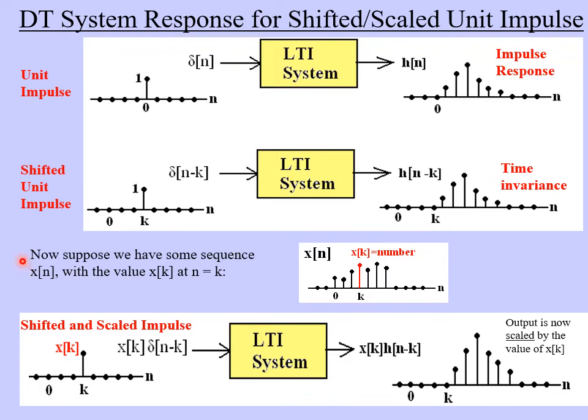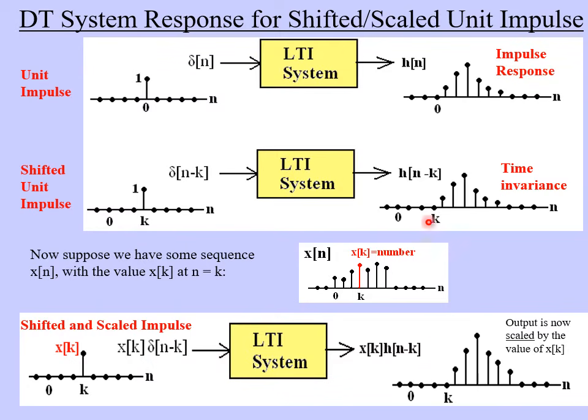Now, suppose we have some sequence x of n that looks something like this. And the kth value of x of n is shown in red here. It's x of k, which is a number. So if we multiply this shifted impulse by the value of x of k, then we get our input, which is mathematically written as x of k times delta of n minus k. Graphically, it looks like this. When n is equal to k, right here, we get an impulse, but the impulse doesn't have the value of 1. The impulse has the value of x of k, because we're simply multiplying x of k times this impulse.